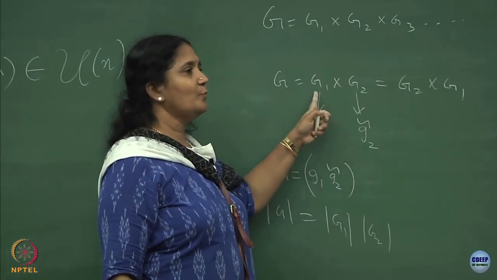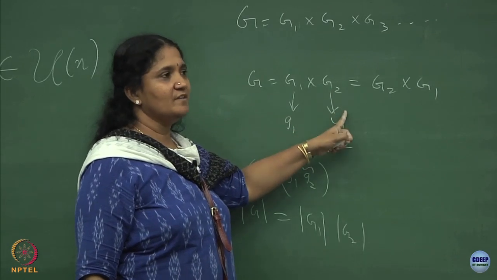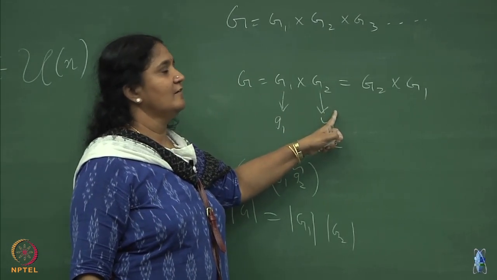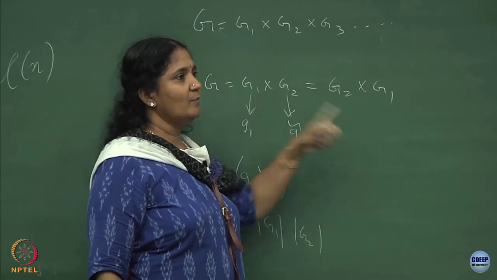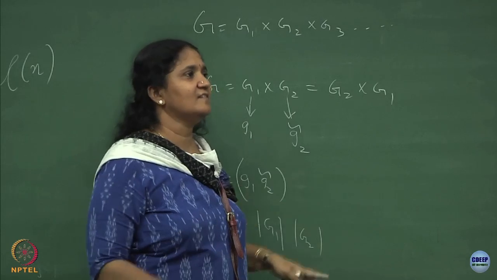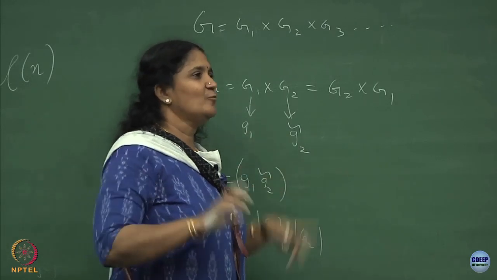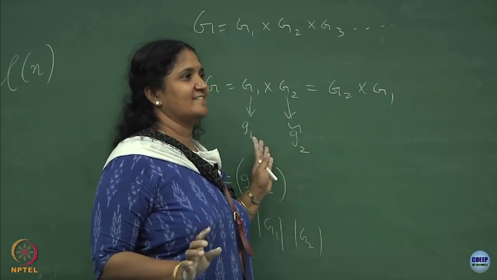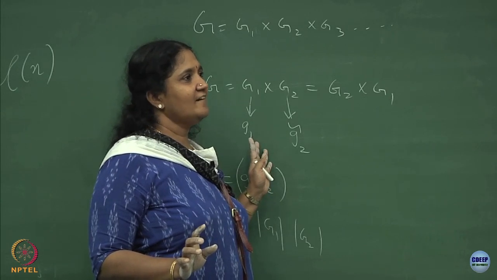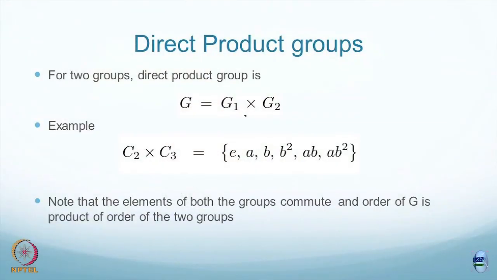If you say this group is with E and A, and this group is with E, B and B squared, you can write all possible elements by multiplying those two, which is again 6 elements. But the condition AB equals B squared A is not there; AB is the same as BA here, clear? That is why you will have the 6 elements which are listed.